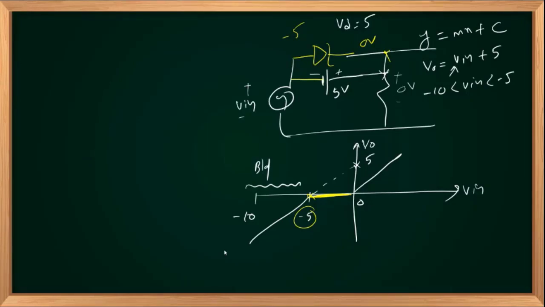Zener diode acting as a tripping element in the circuit. Right. I assume there are no issues. Okay.